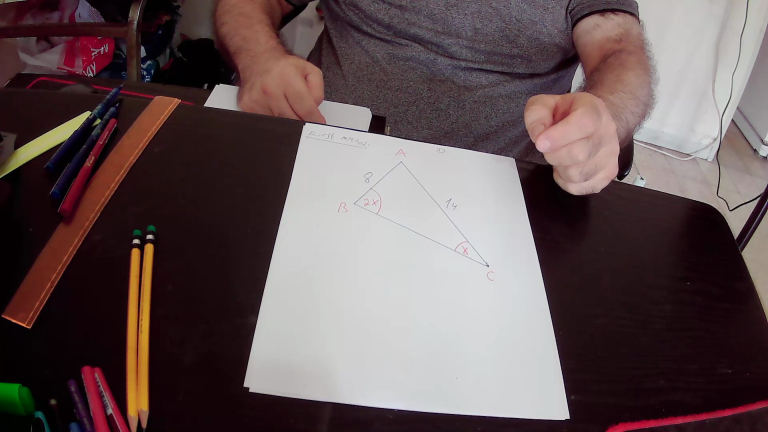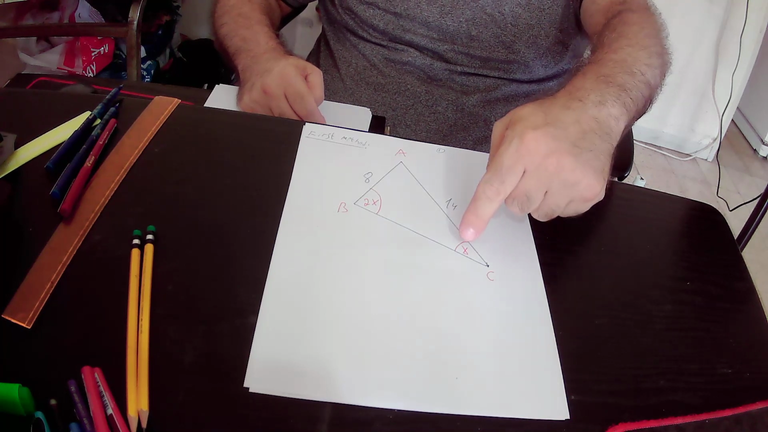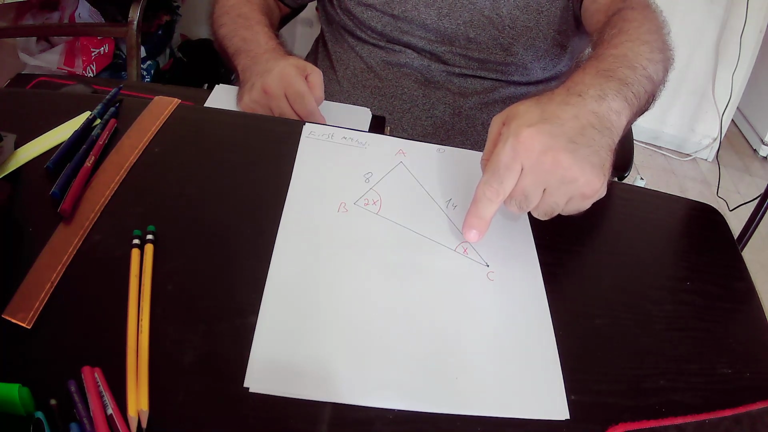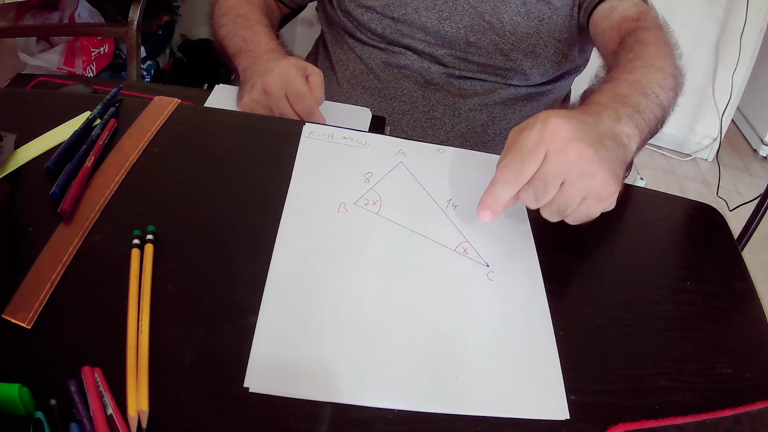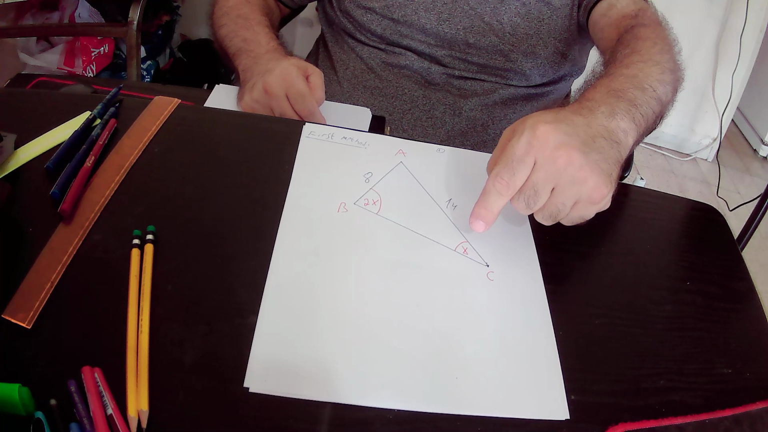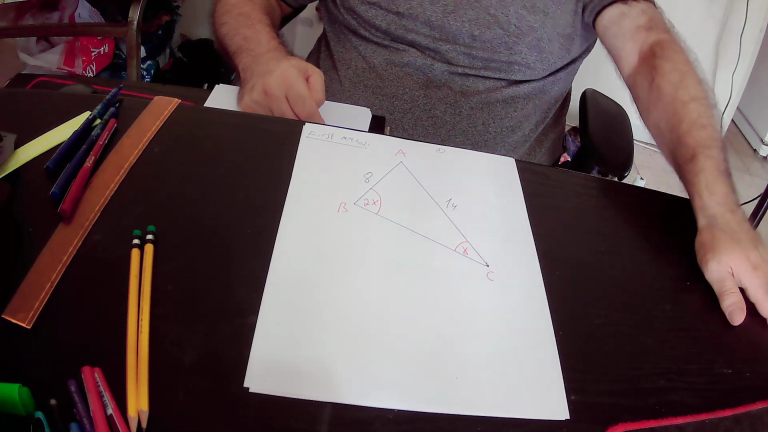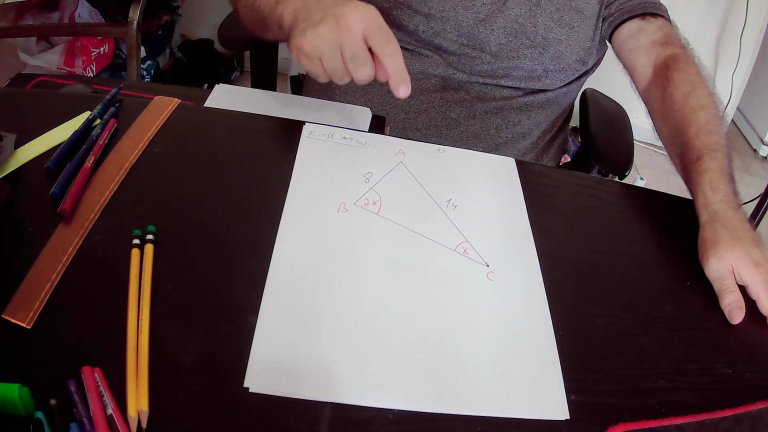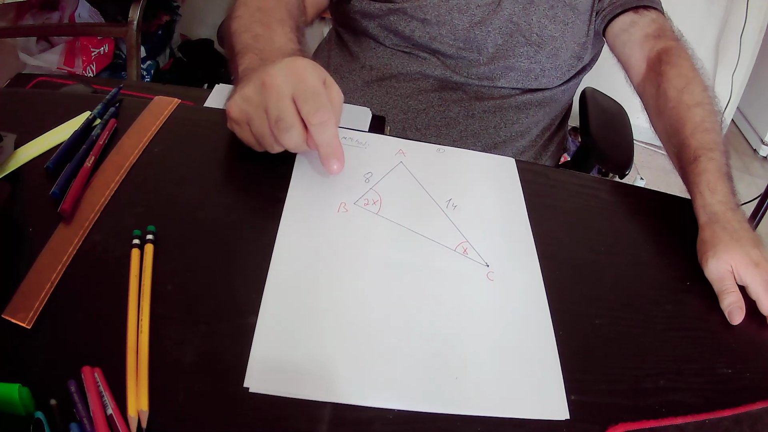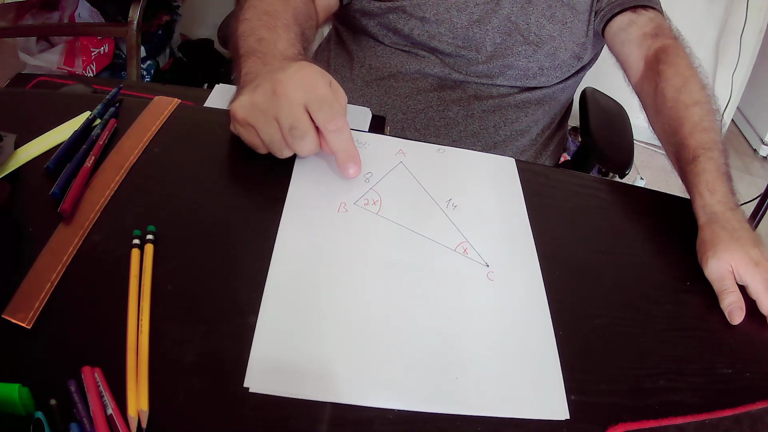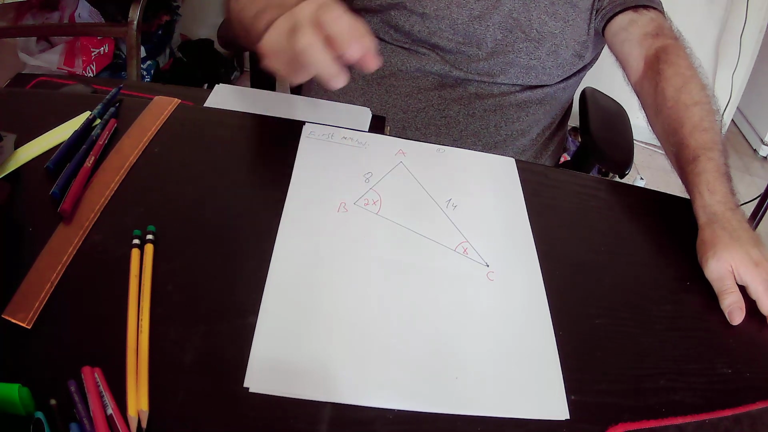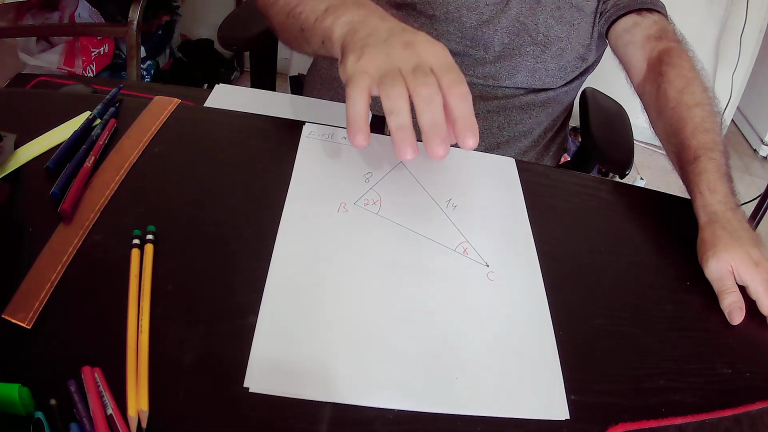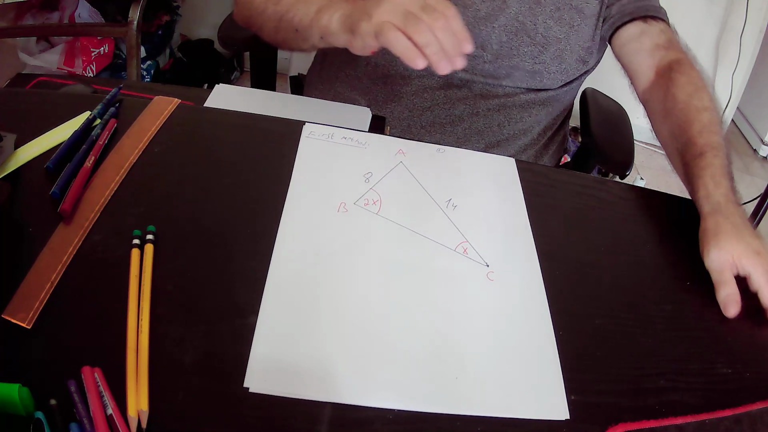And we also know that angle ACB is angle X, or X degrees in size, and angle ABC equals 2x degrees in size. Okay, and we want to find out the area of this triangle, triangle ABC.